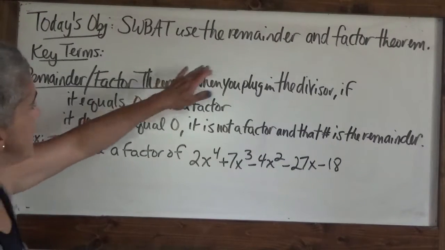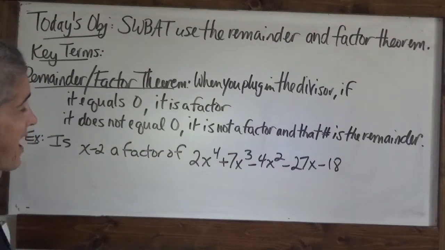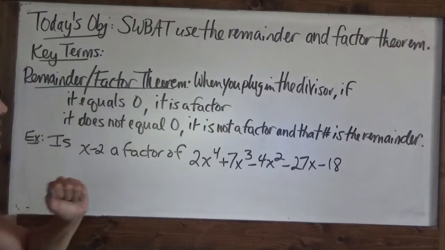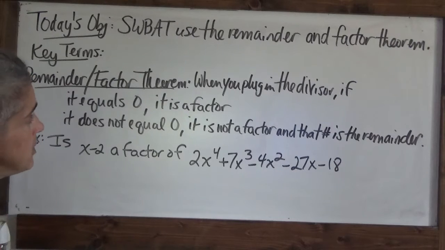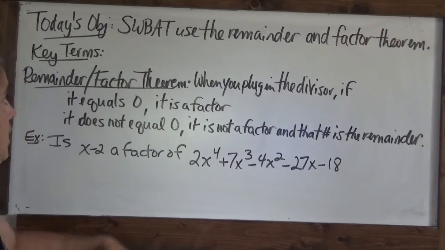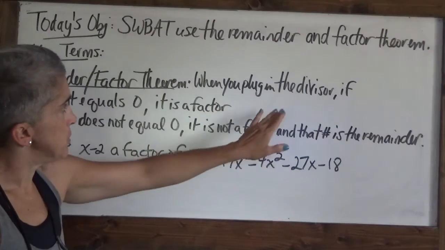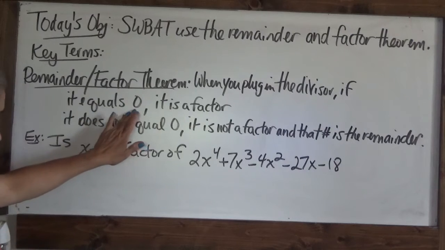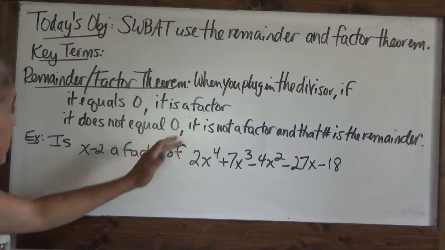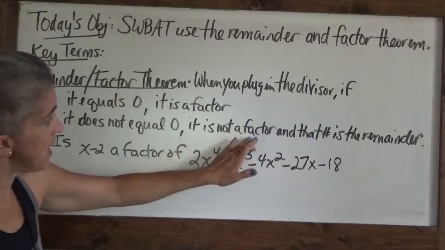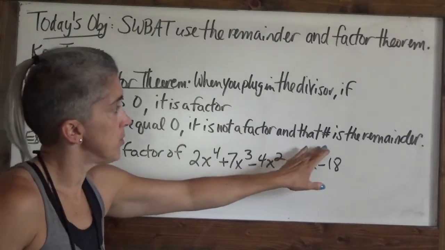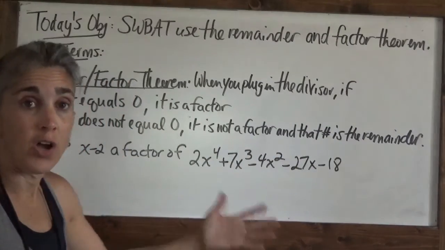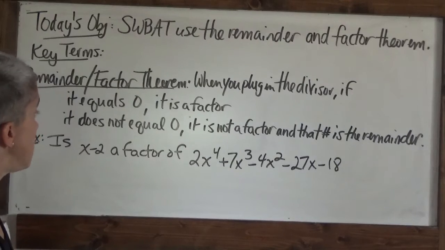Today we're going to be learning about the remainder and factor theorem. It's the same thing. So what is the remainder factor theorem? If I was to ask, is this a factor of this polynomial? What you would need to do is plug in that number from that divisor, and if it equals 0, it is a factor. If it does not equal 0, it is not a factor, and that number is the actual remainder of that polynomial if I was to divide by it.